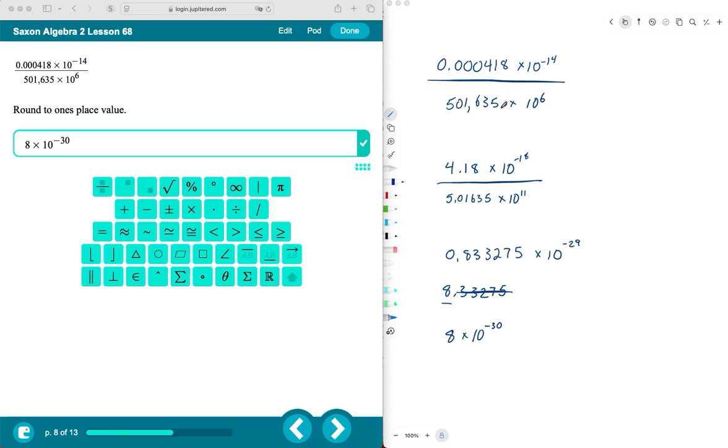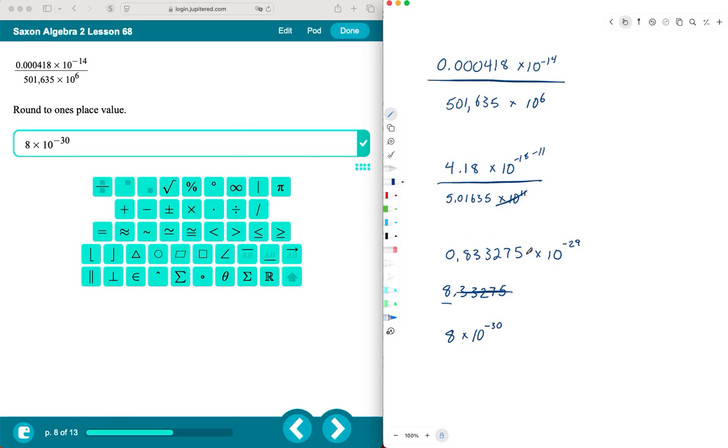All right, so we move the decimal place forward in the denominator 1, 2, 3, 4, 5 spaces to get 5.01635, and 6 plus 5 is 11. So this is in proper scientific notation. So then I took my calculator and I divided 4.18 by 5.01635. This was my result. Then I took this exponent here and I moved it to the top, so minus 11. You change the sign of the exponent when you move the base. So negative 18 minus 11 is a negative 29.